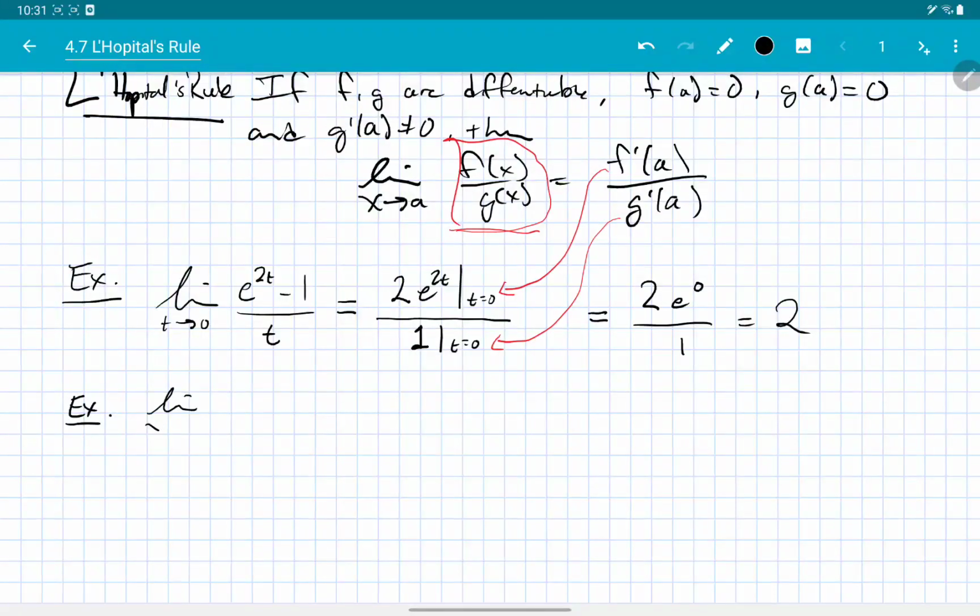The limit as x goes to 0 of sine x over x. We know this one is 1, right? But why is it 1? Well, if we use L'Hopital's rule, this becomes cosine of x evaluated at x equals 0 divided by 1 evaluated at x equals 0, and this is 1 divided by 1, which is 1. There we go. There's that limit that we saw from before. Great.